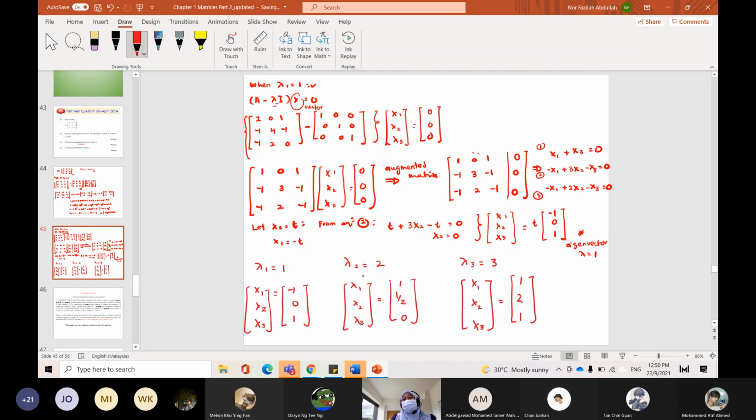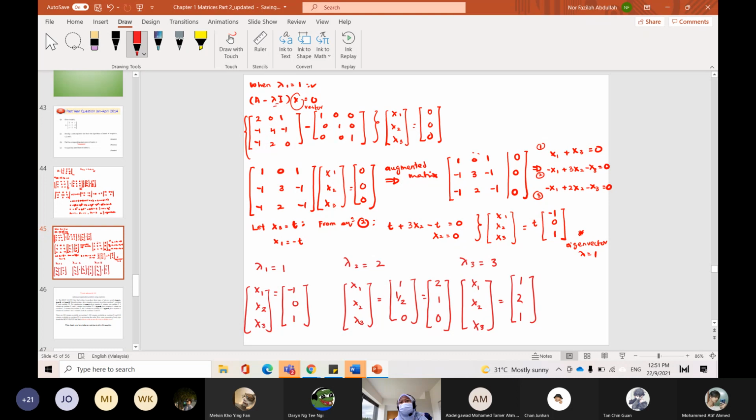For lambda 2, let's say you take x1 equal to t. You might have this one become 2, 1, 0. Also correct, right?